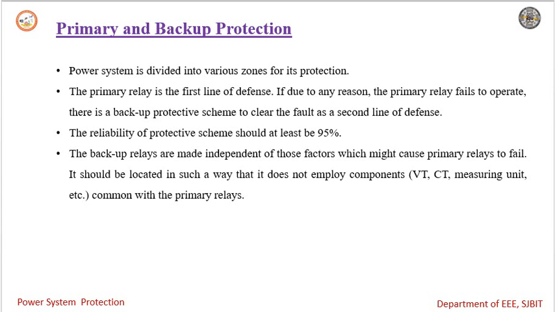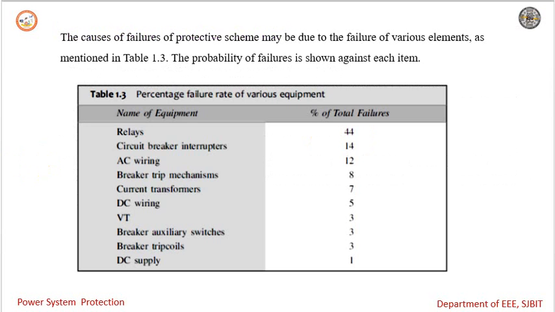The reliability of a protective scheme should be at least 95%, which means the protective relay should operate 95 times out of 100 times. The various causes for the failure of the protection system are given in this table. This table gives the percentage failure rate of various protective equipment.